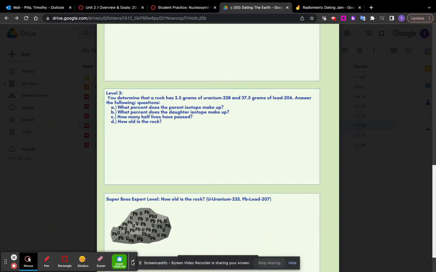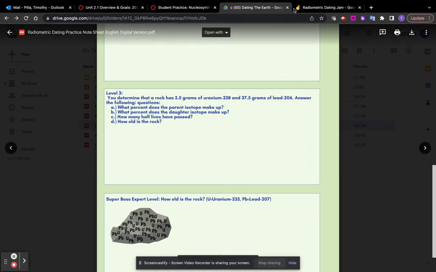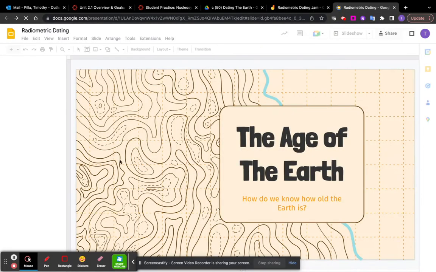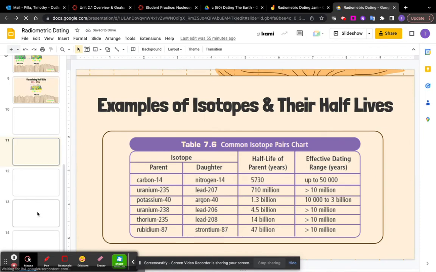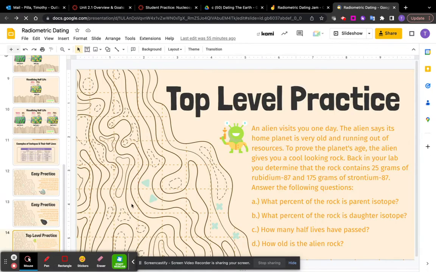Tips for level 3. All right, we're near the real deal. This is how we do them. You determine that a rock has 2.5 grams of uranium-238 and 37.5 grams of lead-206. I don't want to give you the answer for this one because there's only one of them, but I think I have another one like this somewhere so I can help you with it.